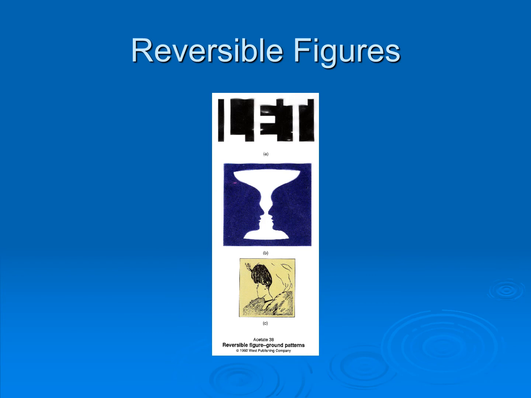Reversible figures, of course, the famous one is on the bottom, the old lady and the hag, or the young lady. So once you see the old lady, you'll also see the young lady, and then they kind of go back and forth, just like the middle one where there's two faces and a cup or a chalice.